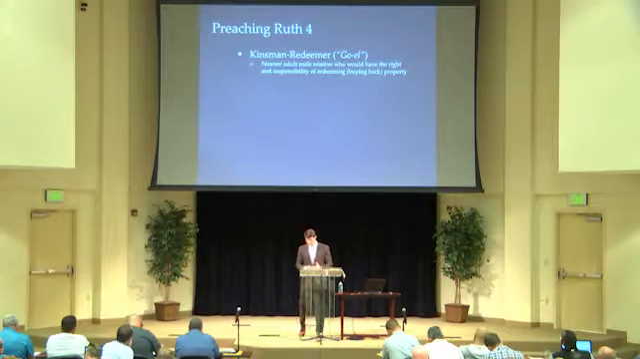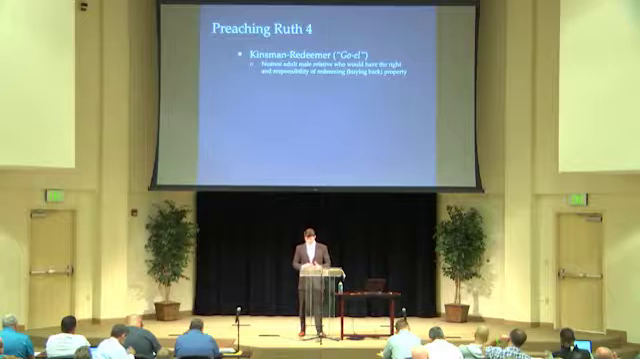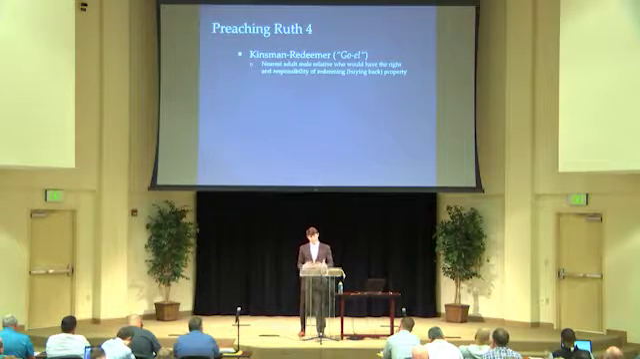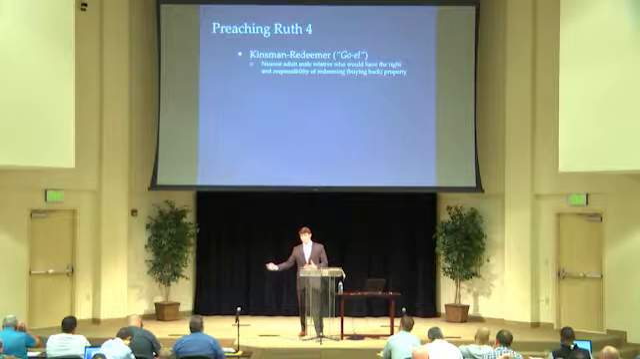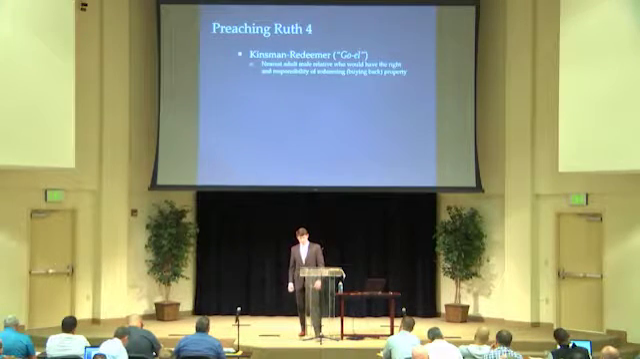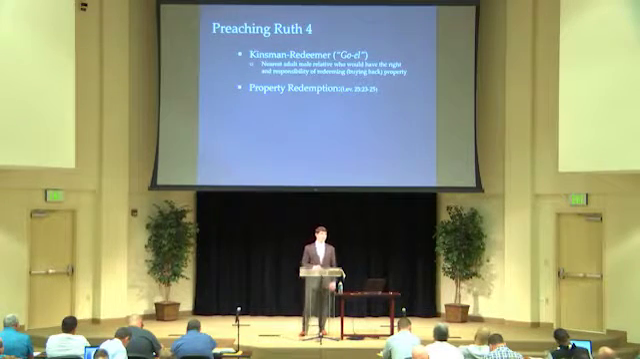and property redemption and levirate marriage in verses 3 through 6, the kinsman redeemer being the nearest adult male relative who had the right and responsibility of redeeming or buying back property, bringing the destitute out of slavery. More on this in the application, but you'll need to explain that concept. Property redemption out of Leviticus 25.